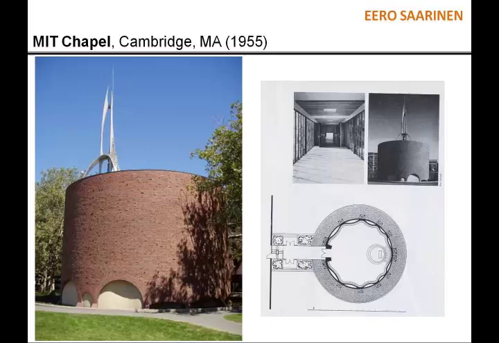The non-denominational chapel is intended to be more than just a religious building. It's meant to be a place of solitude and escape that induces a process of reflection. Located at the heart of MIT's campus, the chapel's cylindrical form breaks the rigidity of the campus's orthogonal grid.